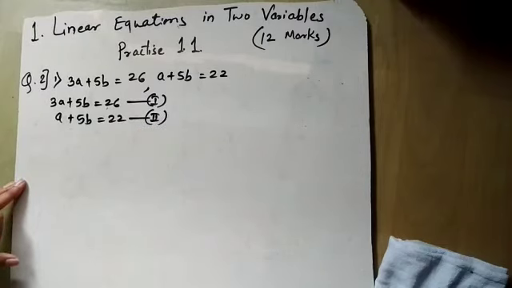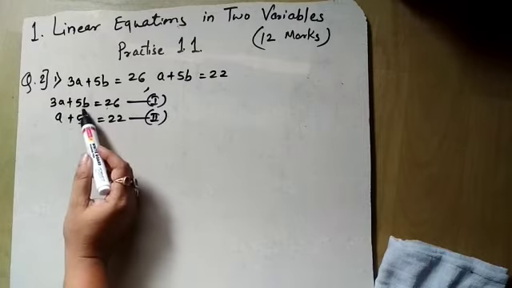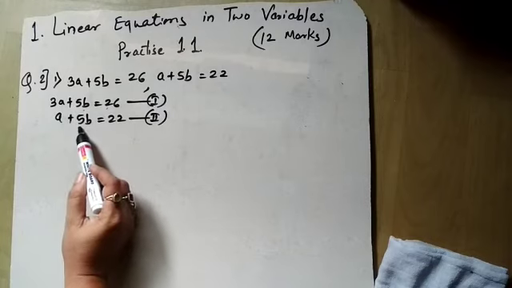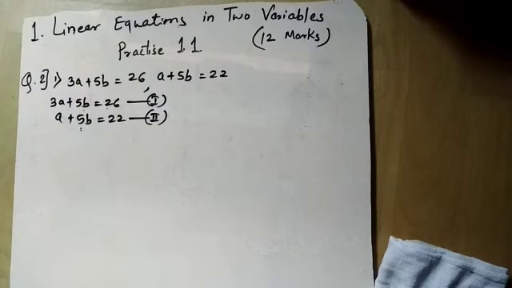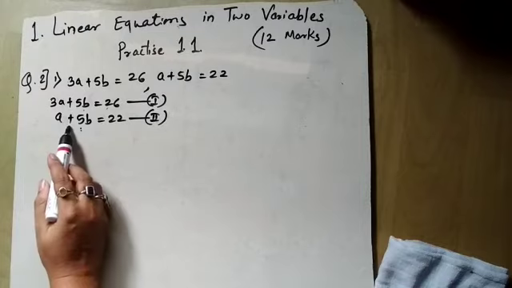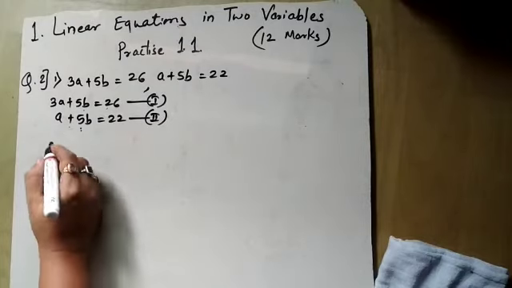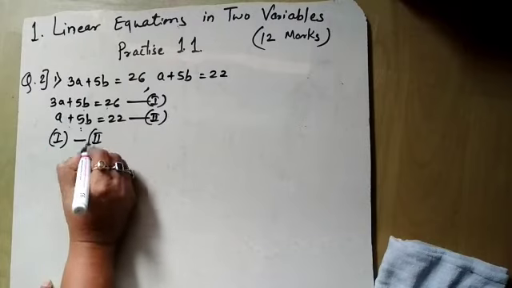Once you have given the equation number, observe it and find out which term has equal coefficient. Same as previous, here also term b has equal coefficient, that is 5, 5. Then we have to observe the sign. Here both the terms again have positive sign. So as the signs are same, we are selecting subtraction as the operation. So I will write equation 1 minus equation 2.